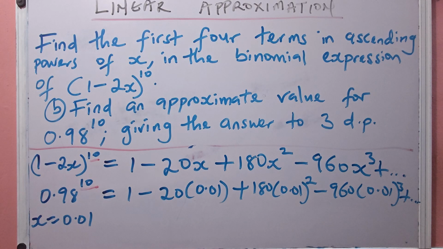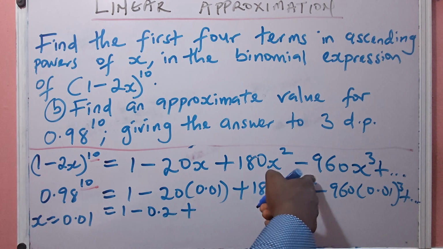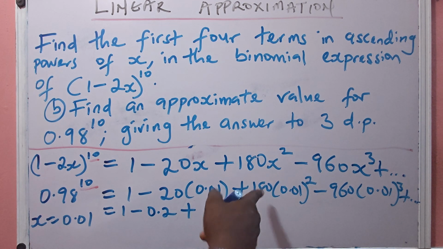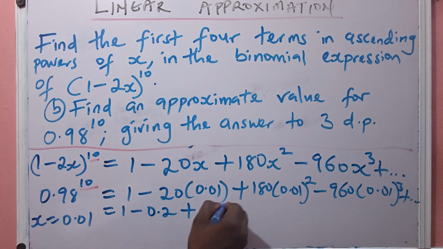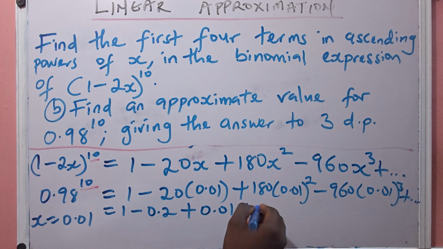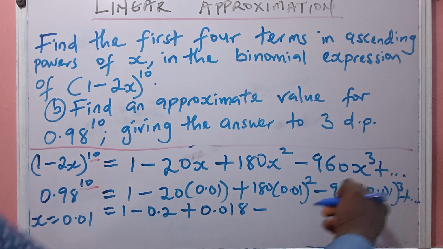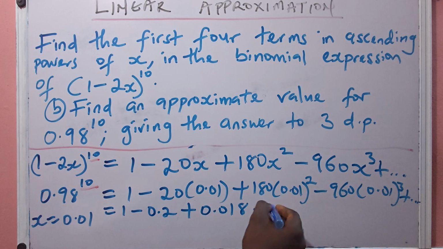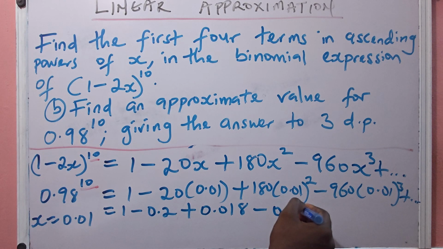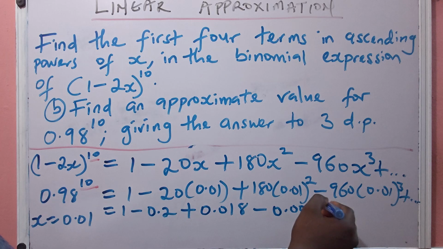And if you fix this on a calculator, you would have 1 minus 0.2 plus, if you put this squared and you multiply it by 180, you'll be getting 0.018. And if you fix this raised to power 3 and multiply with 960, you will get 0.00096.